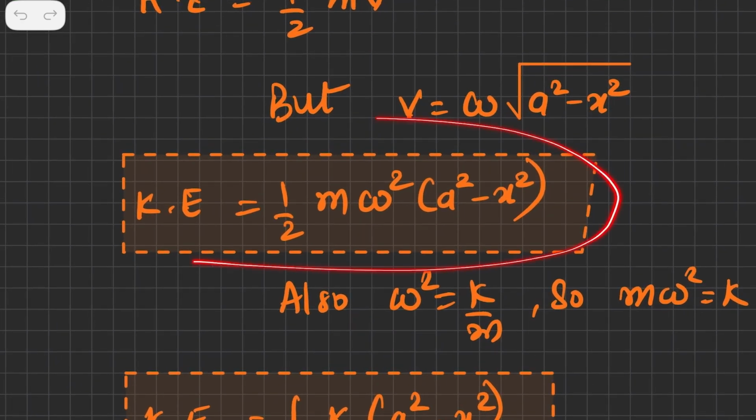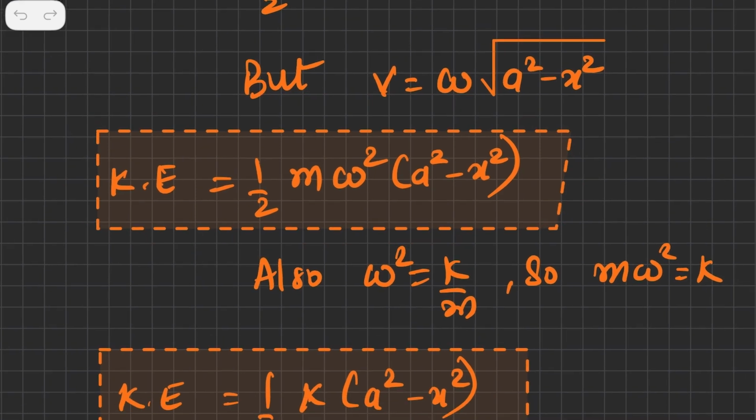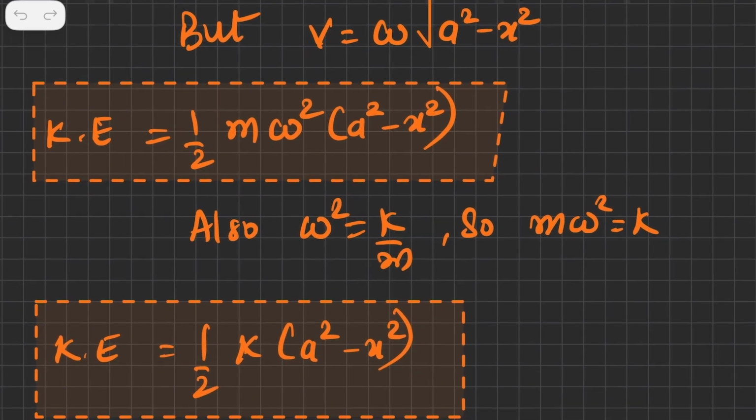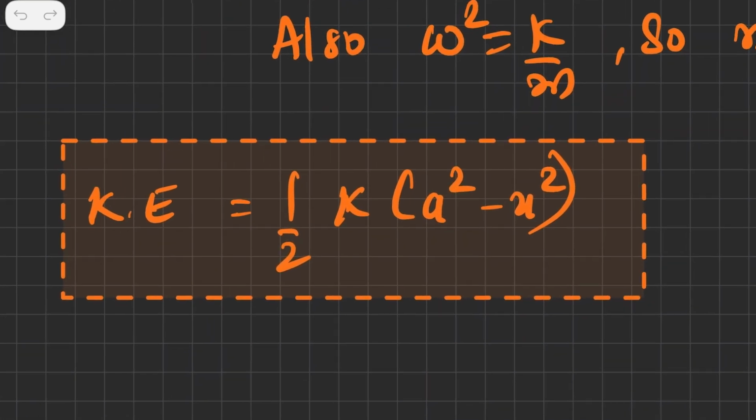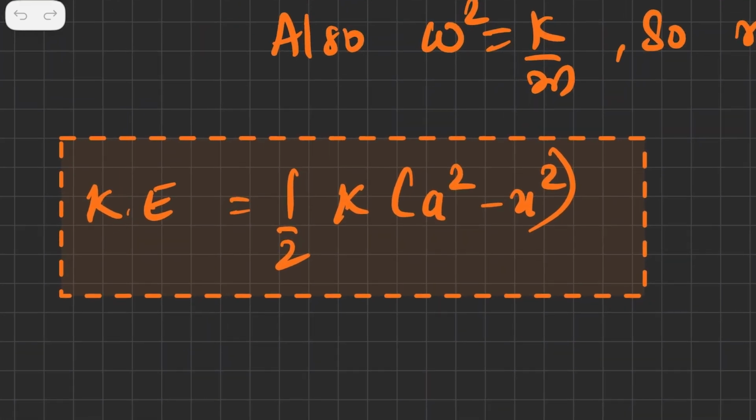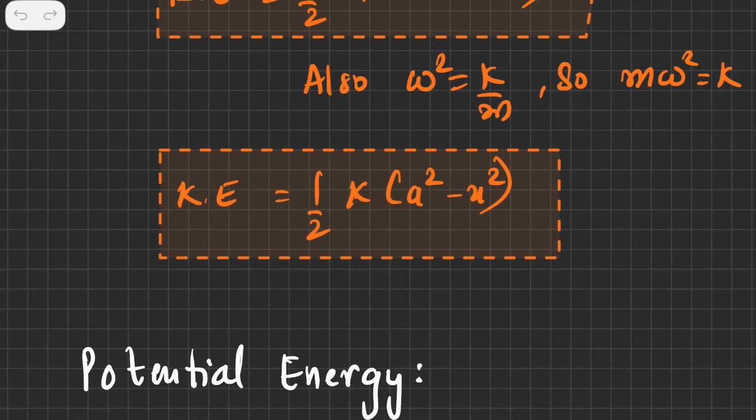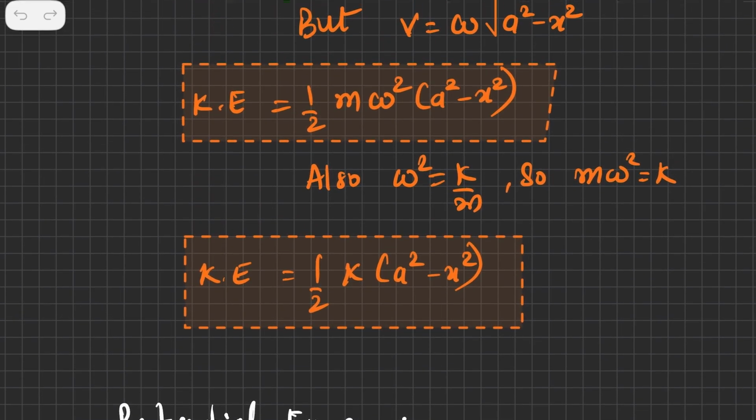So this becomes one of the forms of kinetic energy. Also note that in one of the previous videos I have shown you how omega square is equal to k by m. So I'll just move this m on the other side. So I get m omega square is equal to k. So wherever there is a m omega square, I can write k. So m omega square is replaced by k over here. So you get another form of this equation, kinetic energy. So we have this kinetic energy solved as of now.